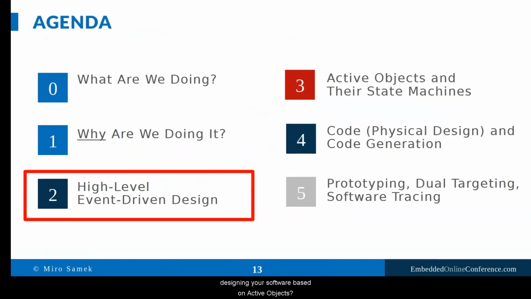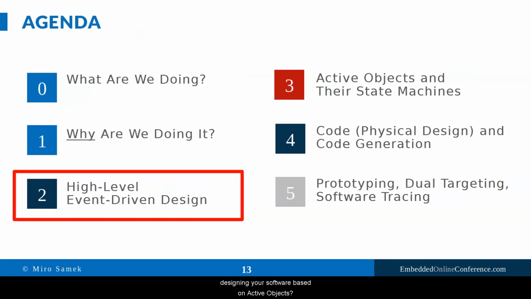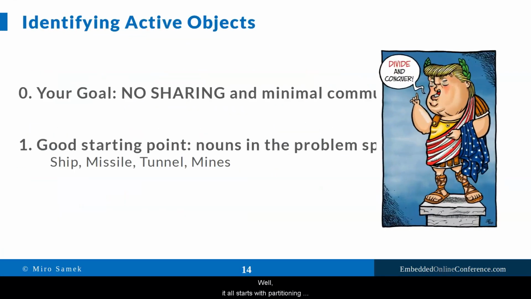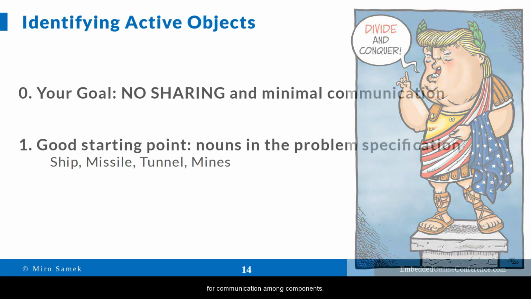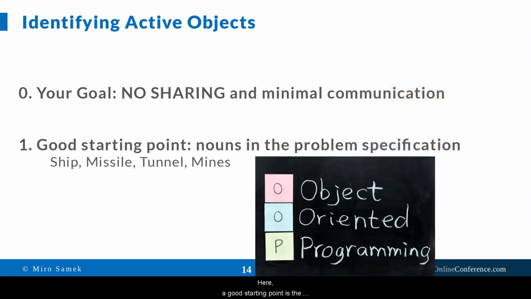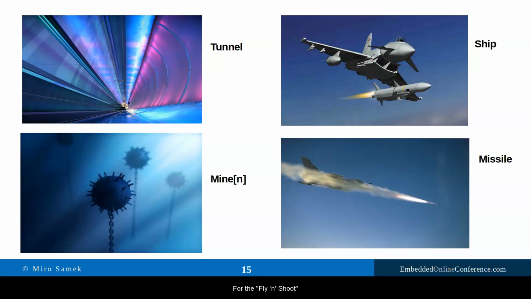So, how would you go about designing a software based on active objects? Well, it all starts with partitioning the overall problem. Your main goal is no sharing and minimal need for communication among components. Here, a good starting point is the object-oriented guideline to look for the nouns in the problem specification. For the fly and shoot game, this would yield candidates like ship, missile, tunnel, and mines.